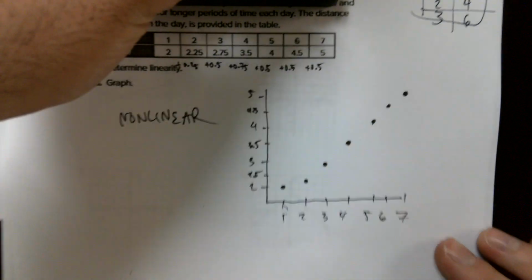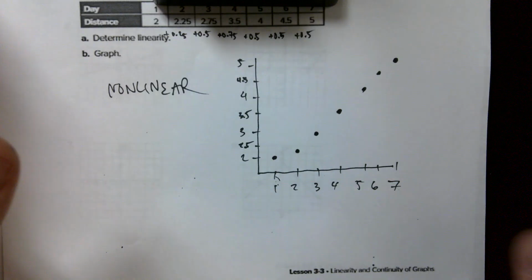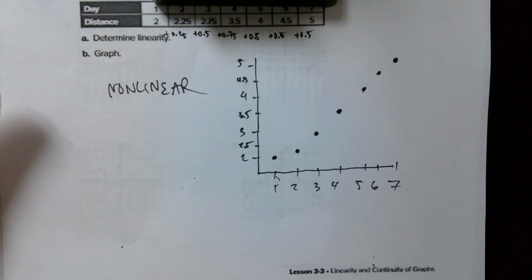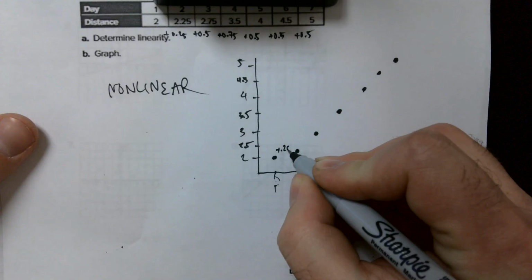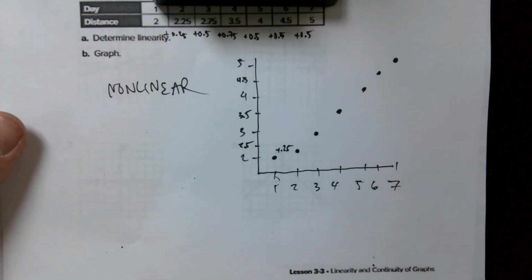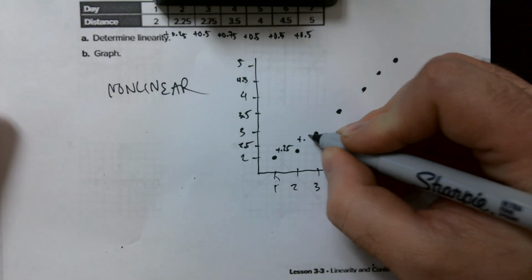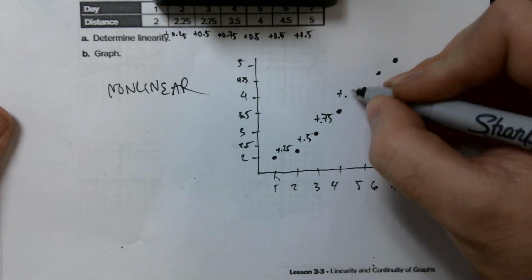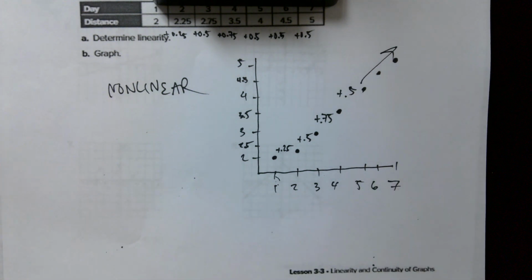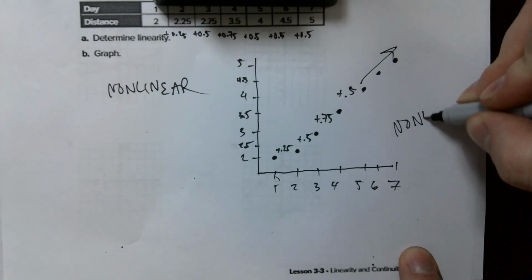Okay? So I know it's obviously going to look a little wonky because I don't have a grid here, but does that look like a perfectly straight line to you? No. Again, there's only a plus 0.25, then we go plus 0.5, plus 0.75, and then plus 0.5 all the way up. So because that's not a constant change, this is non-linear.